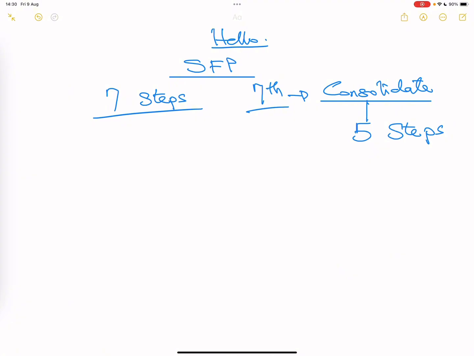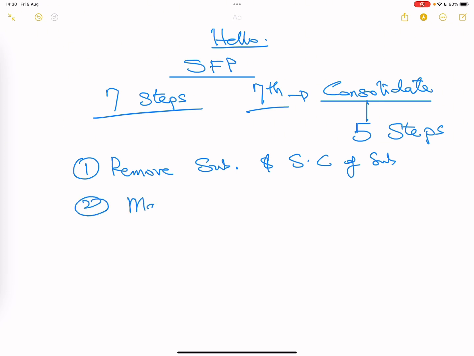Don't do your consolidation just as you feel. Have a structured approach to it. Right. The 5 steps, let me remind you quickly. I said the number 1 is to remove the investment in subsidiary and the share capital of subsidiary. And I said step 2 is to make necessary adjustment.